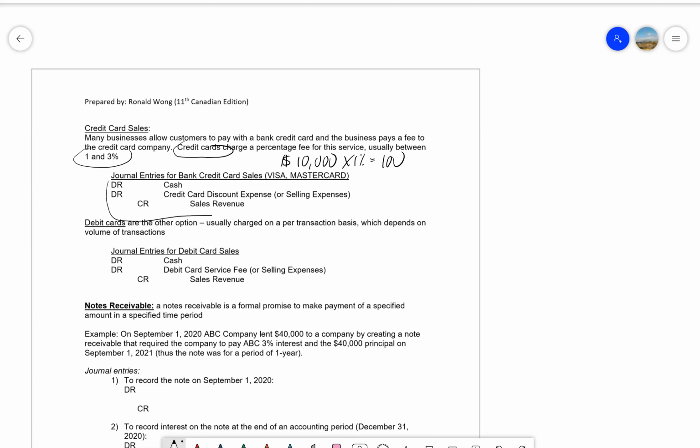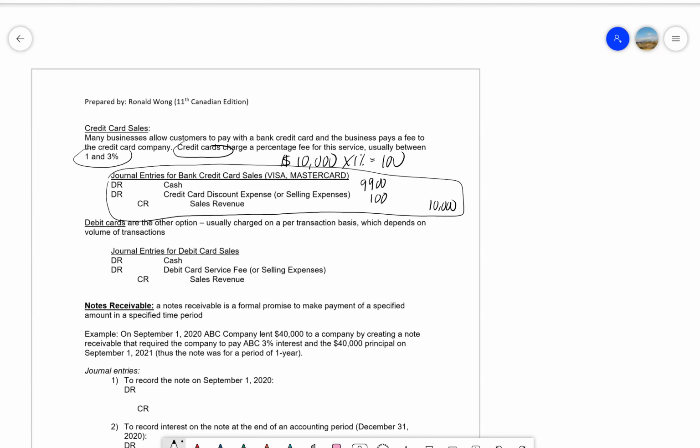So in our journal entry, this is what we record. Our sales revenue is the 10,000. The amount of cash we're going to get from the credit card company, usually at the end of the day or the following day, is going to go directly into our bank account: 9,900. And the expense, the credit card expense, is going to be 100. So we're still going to record sales revenue of $10,000, but the actual cash we're going to get from the credit card company is only going to be 9,900, and we're going to have an expense of $100. That's the fee we pay the credit card company.